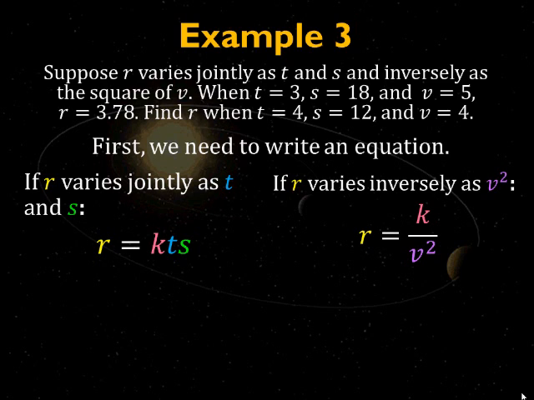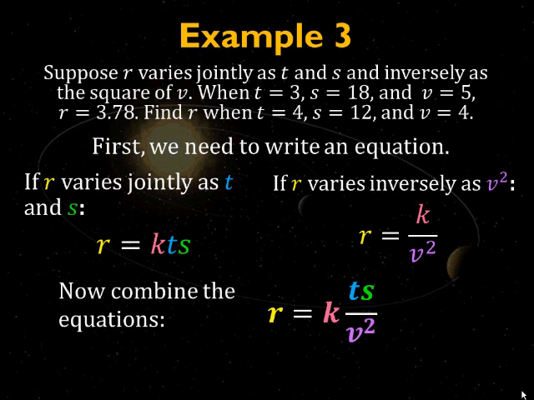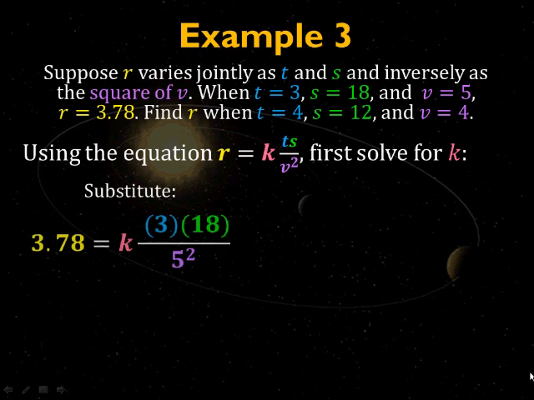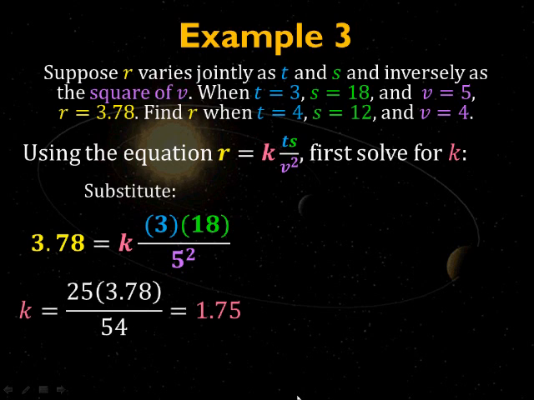Now again, you combine the two formulas together. So you get R equals K times TS over V squared. Remember the K's: when you multiply these two together, the constant still becomes just a bigger or smaller constant, but it's still a constant. Now you plug and chug. Substituting in the values, you get 3.78 for R, T is 3, S is 18, V is 5. So 3.78 equals K times 3 times 18 over 5 squared. So you get K is 1.75. I'll let you solve that on your own.